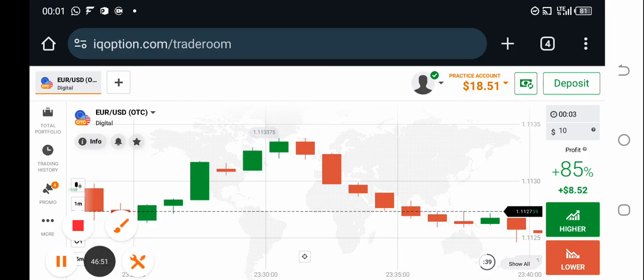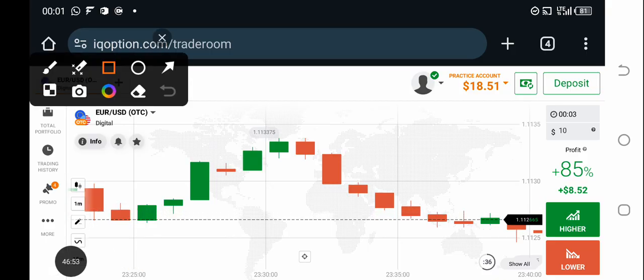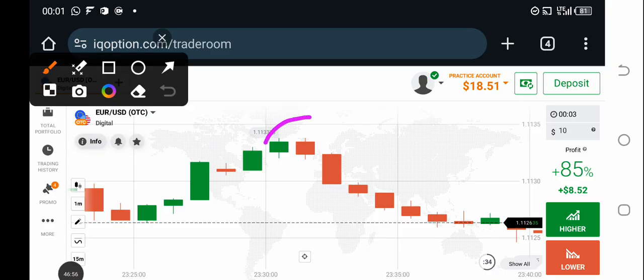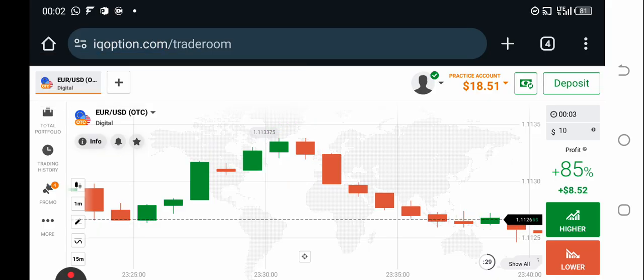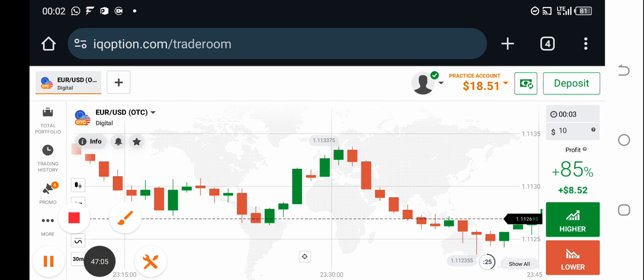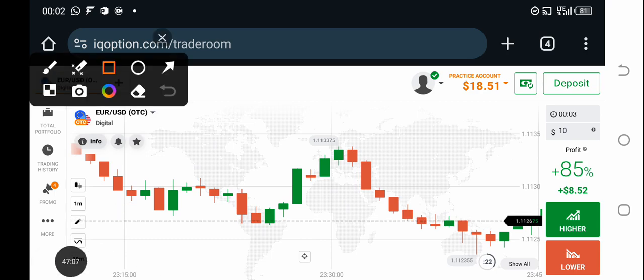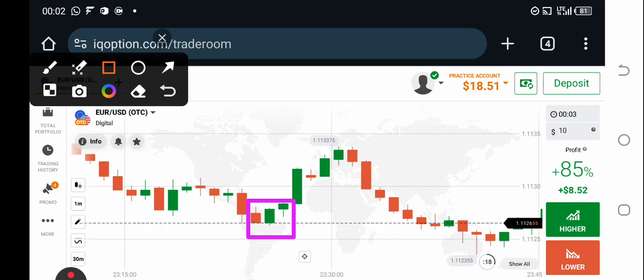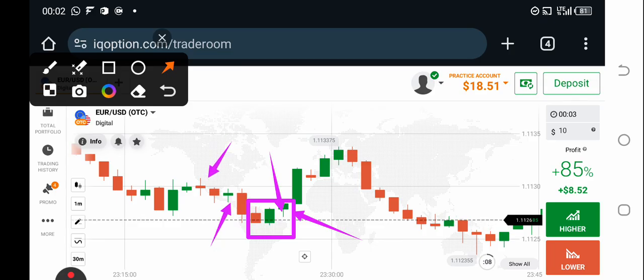A tweezer comprises both candlesticks. This tweezer here, those are tweezer bottom. You can see this is a tweezer top, followed by a hammer. Look at the hammer there. Okay, this is a doji. This is a spinning top, and more spinning tops.